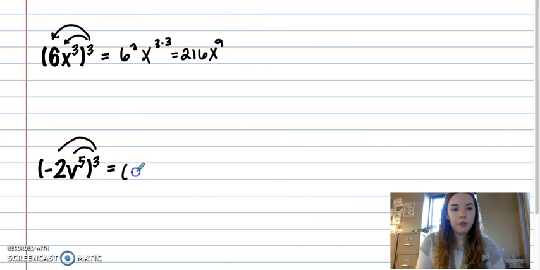Here we have -2 cubed. And v to the 5th power cubed would be 5 times 3. So -2 times -2 is 4, times -2 again is -8, and then 5 times 3 is 15. Okay, so that would be your final answer.